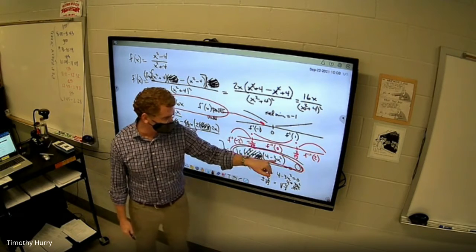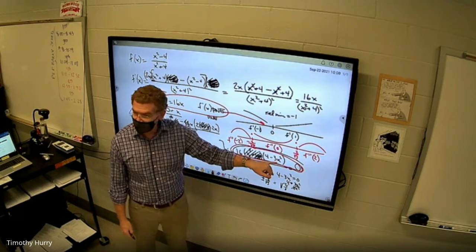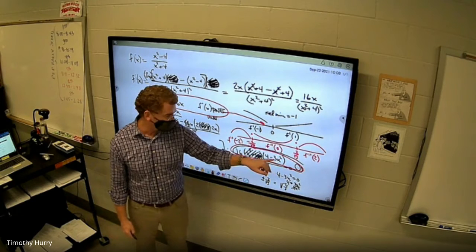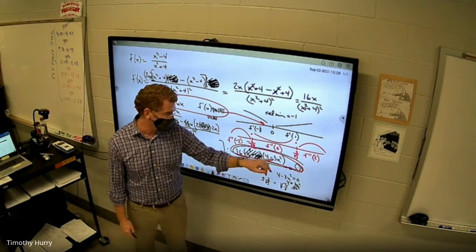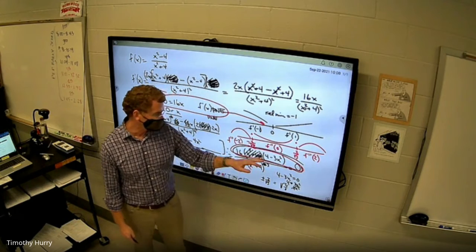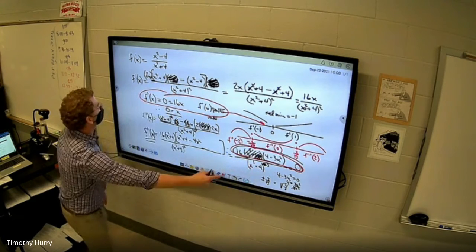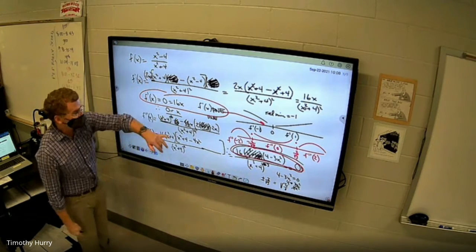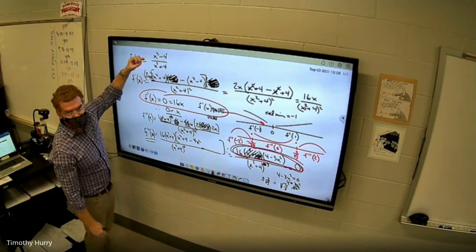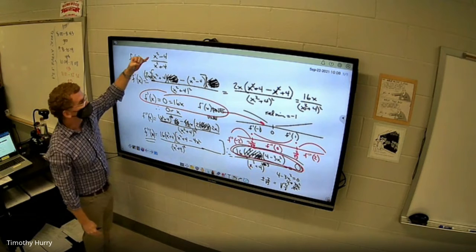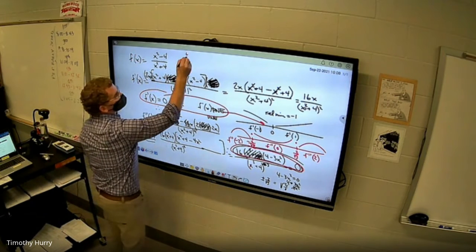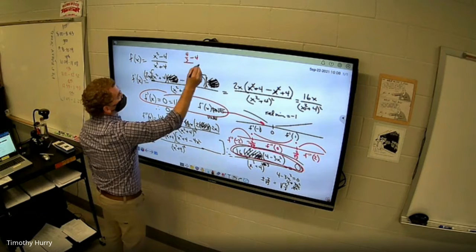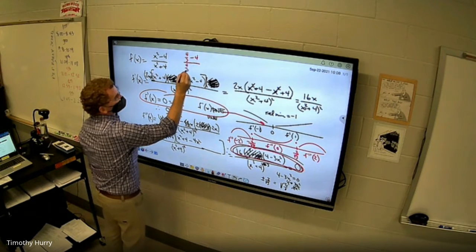That right there gives me what? 4/3 when I square it. What's 4/3 times 3? 4. And 4 minus 4 is? 0. So, sorry, when I plug that into my original function, I want to find the point. I get what? When I square a 2/√3? 4/3. So I get a 4/3 minus 4 over a 4/3 plus 4.